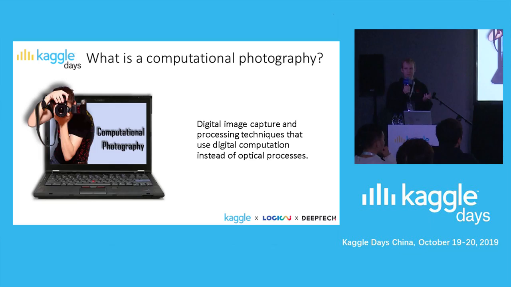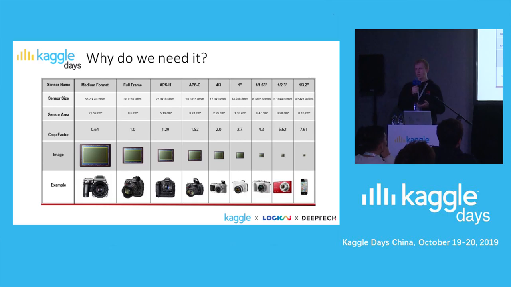And the reasonable question will be, why do we need to process photos, not just use good hardware? Why do we need some computations there? So the answer is here. Look at this table. Here we compare the size of sensors on different cameras. And the size of the sensor is very, very important, because if your sensor is very small, it cannot capture a lot of light. So your image will be noisy, and your camera will always work under low light conditions. So this is the biggest problem.